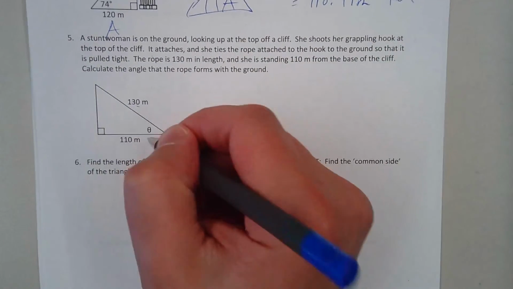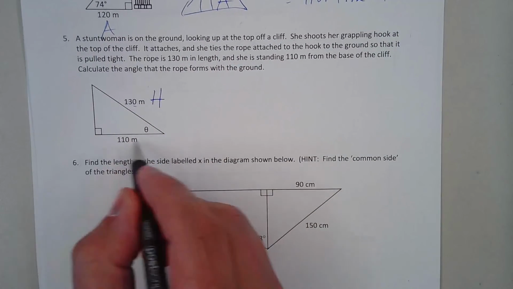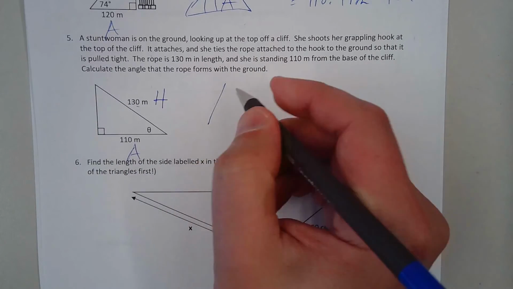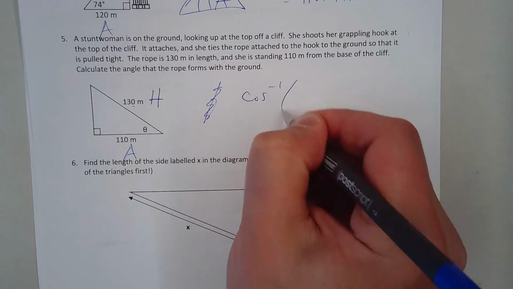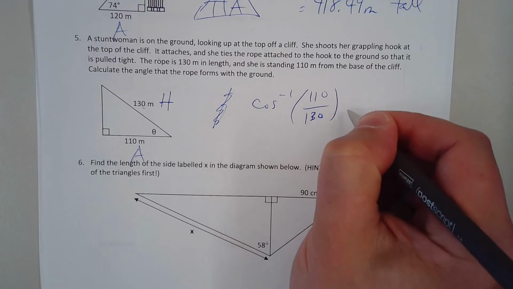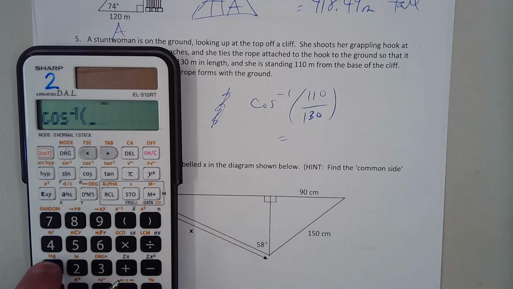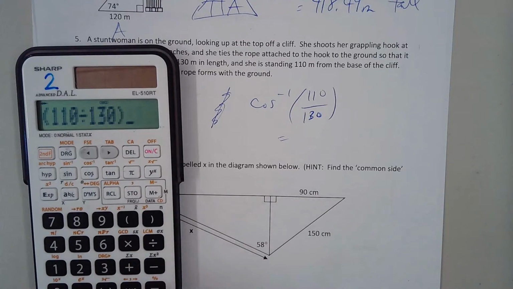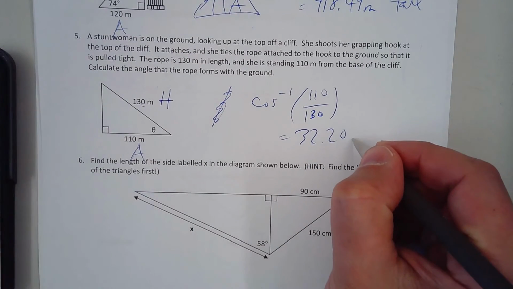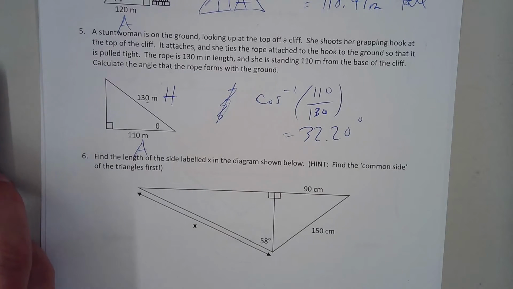We could have completely ignored it and just done this. Okay. This is the angle. What's this side called? Hypotenuse. What's this? Adjacent. So I'm using cos. And because I'm finding an angle, I can just go inverse cos of 110 over 130. Inverse cos 110 divided by 130 is 32.20 degrees. Anybody else get 32? Okay.